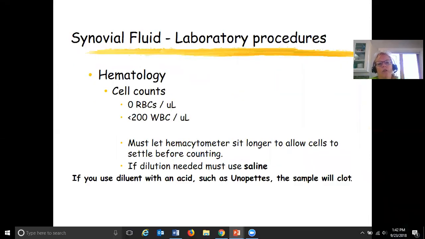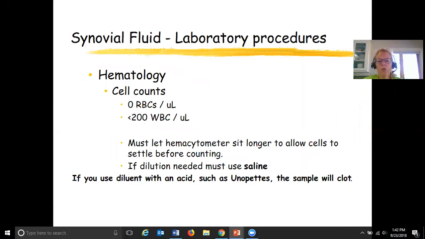Again, typically then for cell counts, there should be no red blood cells there. There should be less than 200 white blood cells there. And remember, we have to let that hemocytometer sit longer to allow the cells to settle because it's more of a viscous specimen. So instead of 5 minutes, you may need to let it sit 10 minutes.